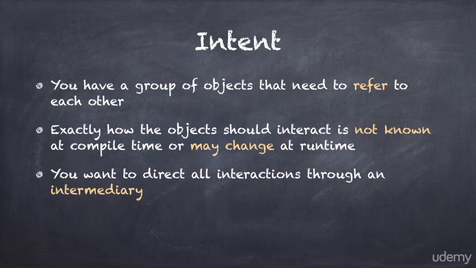The key issue is that you have a group of objects that need to interact with each other. But the specific pattern of interaction is not known beforehand, or it can change on the fly. Perhaps because you're adding or removing objects from the group at runtime, or because the pattern of interaction between the objects changes due to external circumstances.